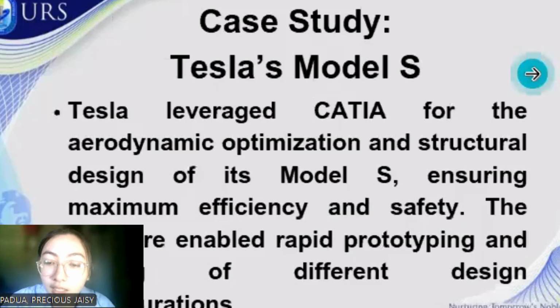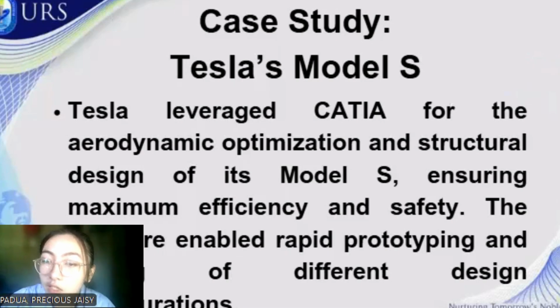Here is a case study of Tesla's Model S, in which Tesla used CATIA to optimize the aerodynamic and structural design of the Model S, making it one of the most energy-efficient electric cars. CATIA enabled rapid prototyping and testing of multiple design configurations, ensuring high performance and safety.